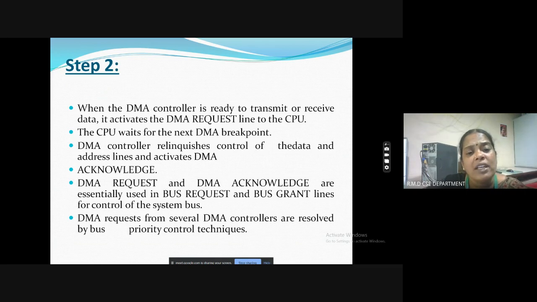In step 2, the DMA controller is ready to transmit or receive the data. It sends the DMA request to the CPU. The CPU waits for the next DMA breakpoint. The CPU relinquishes control of the data and address lines and activates the DMA acknowledge. The DMA request and the DMA acknowledge are used for bus request and bus grant. DMA requests from several DMA controllers are resolved by the bus priority control signal.